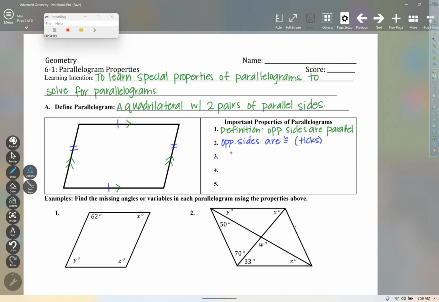The third thing is that opposite angles are congruent. And if you guys remember, if angles are congruent, they get arc marks, which are those semicircle looking things. So the top left corner is congruent to the bottom right corner, and the top right corner is congruent to the bottom left corner.